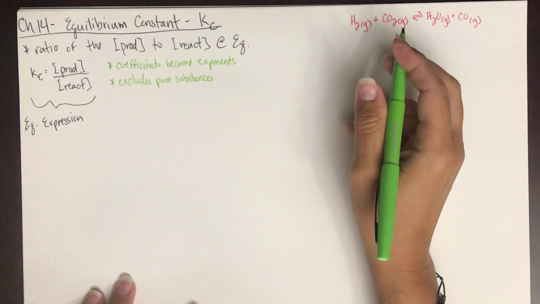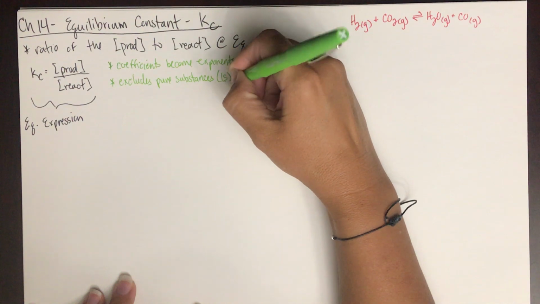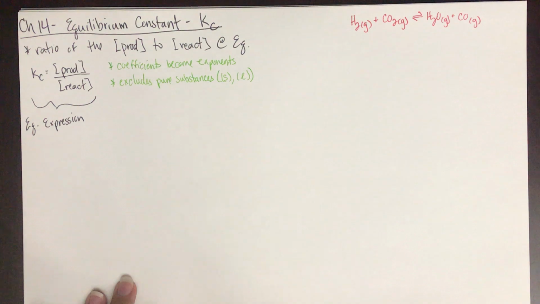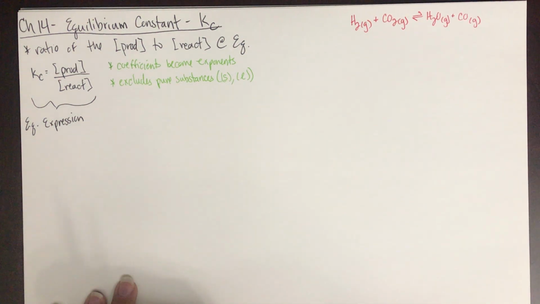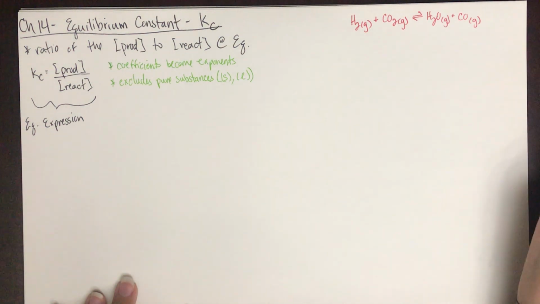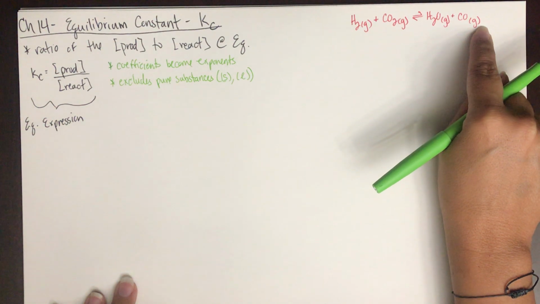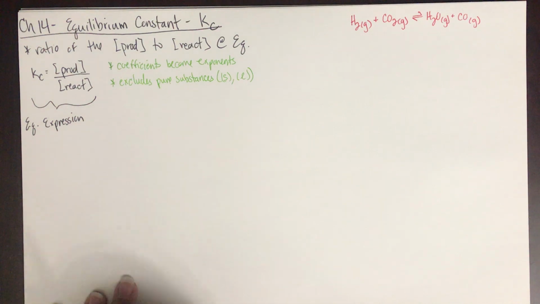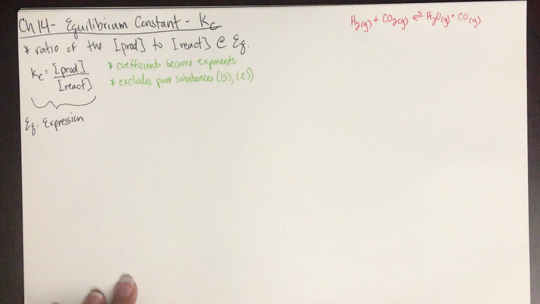For these purposes, pure substances are defined as solids or liquids. Pure substances do not contribute to equilibrium, so they are excluded from equilibrium expressions. Again, this problem contains all gases, so these are all going to be included in the equilibrium expression. We'll see some examples where we leave this out, and we'll use these rules.